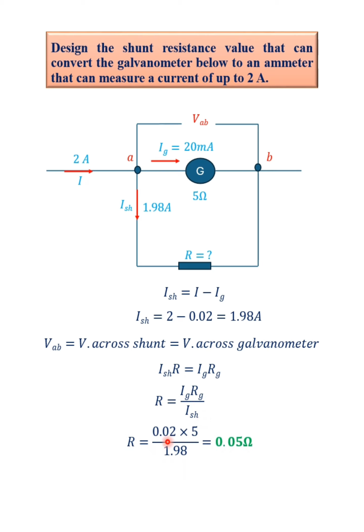Putting the values, we have 0.02 for IG. Remember to convert it to ampere by dividing by 1000, times 5, the resistance of the galvanometer, divided by 1.98, the current flowing through the shunt. And this will give us a resistance value of 0.05 ohms. So you can see that the shunt resistance is very small, 0.05 ohms, so that it can take a very large amount of the 2 ampere, up to 1.98, and allow just 0.02 to flow through the galvanometer for a full-scale deflection of the measurement of the current of 2 ampere.